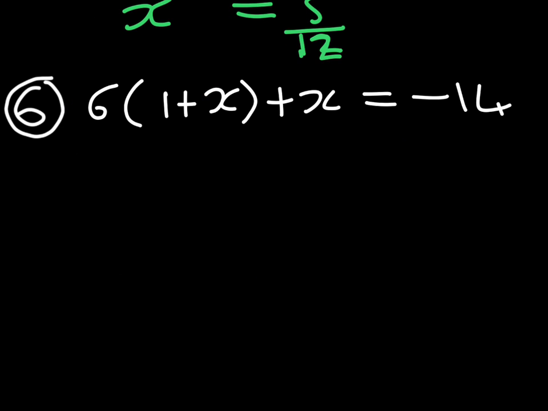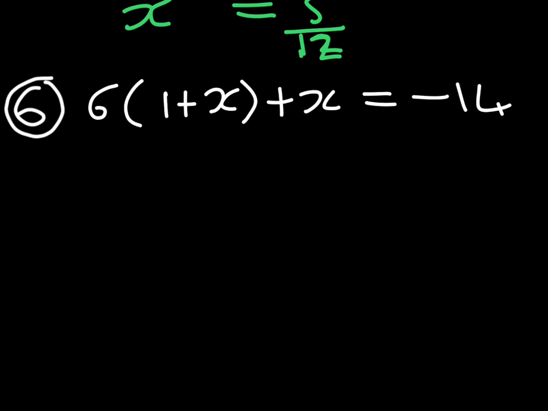For question 6, we have 6 times, and then in brackets 1 plus x, equals minus 14. Now, before we can proceed with the whole moving of constants and variables, we first need to multiply out the brackets. That means we're going to multiply 6 with 1, and then we're going to multiply 6 with x.